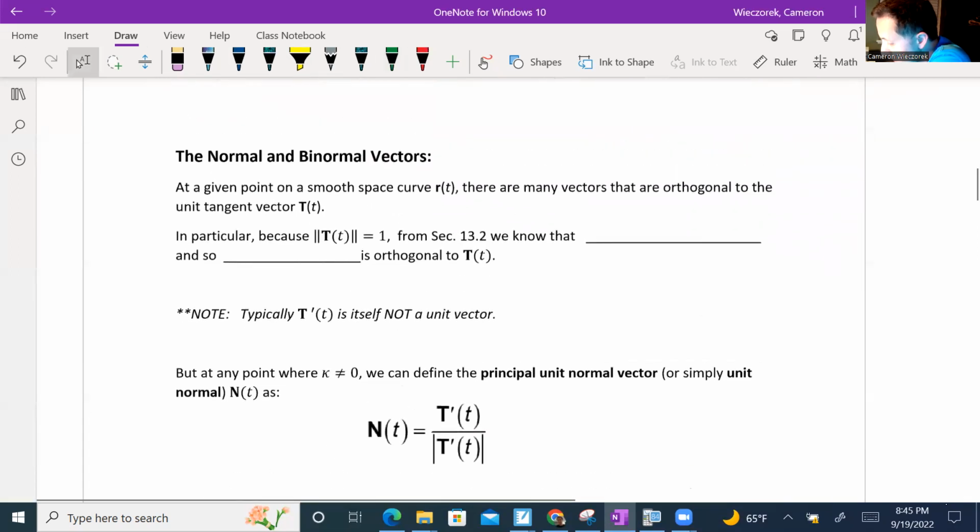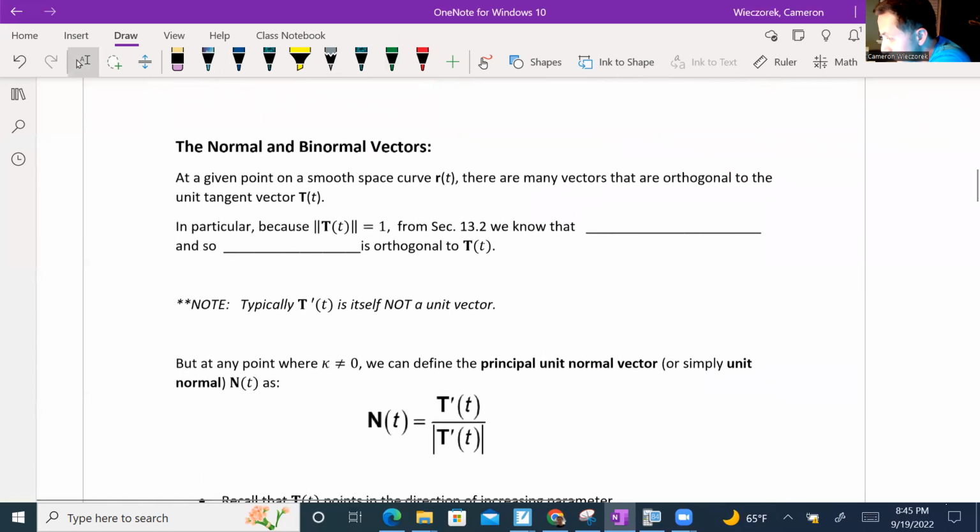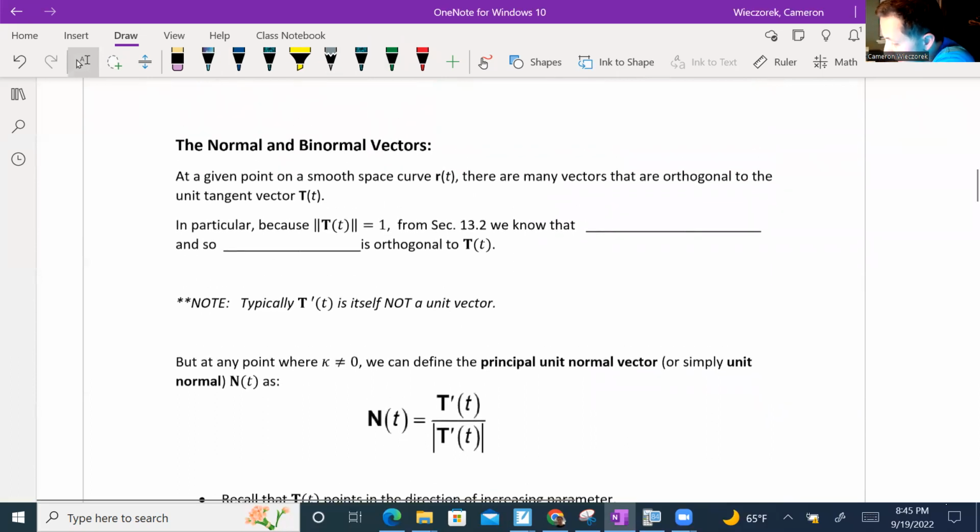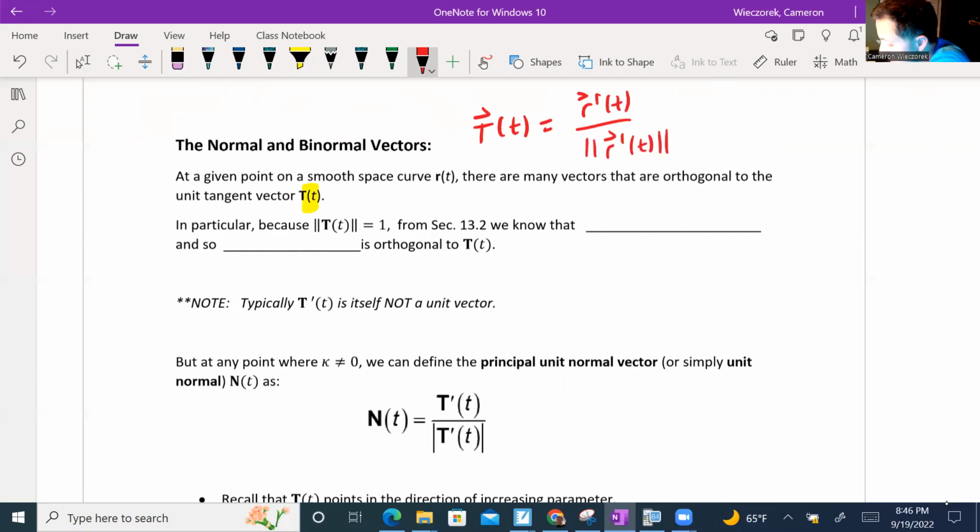Let's talk about the normal and binormal vectors, because these are really what help create space curves. So we're going to go back now to talking about free space and parameterizations. At any given point on a smooth space curve r of t, there are many vectors that are orthogonal to the unit tangent vector. We talked about that one yesterday. We saw that the unit tangent vector was equal to r prime of t, but we want to make it a unit vector, divided by the magnitude of r prime of t. So just to remind you what that was.